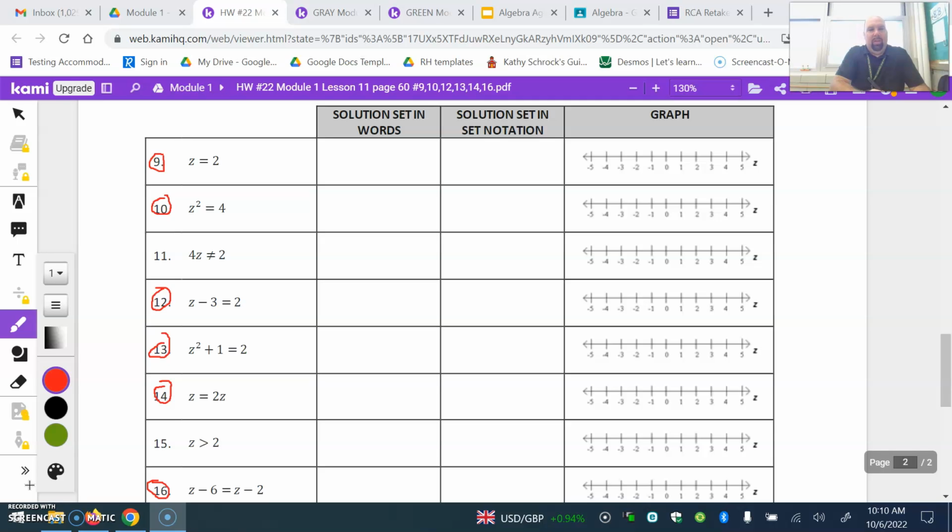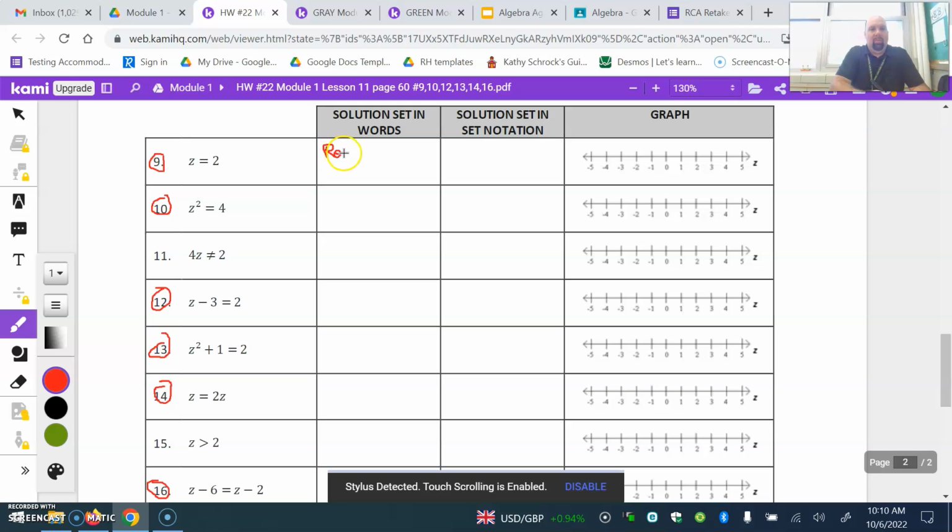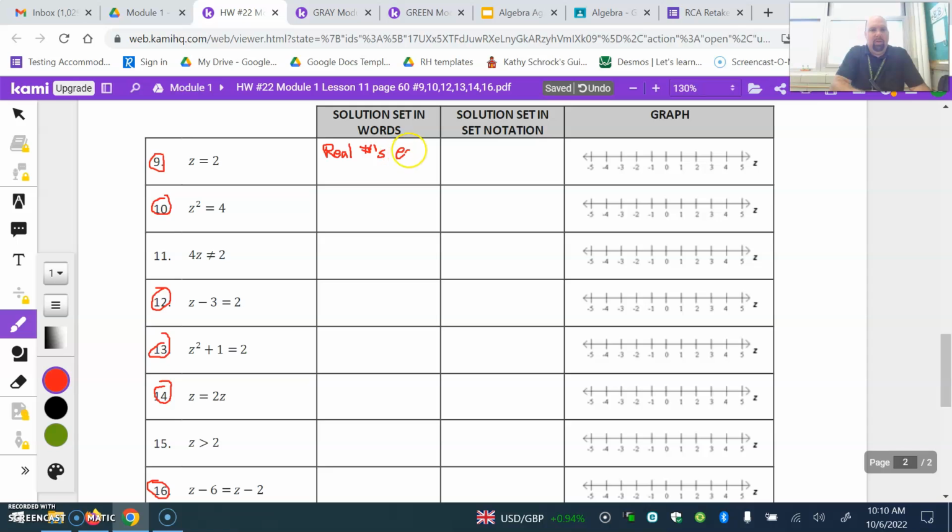So z equals 2. If we're going to put that into words, we are going to say all real numbers, but there's just one, real numbers equal to, this time I'm going to write the word, but next time maybe I'll just put the symbol, equal to 2. If I'm going to do it in set notation, that's where we use the curly brackets, and then in the brackets we put our answer. And then for the graph, all you simply do is put a shaded dot on the answer, which is 2.